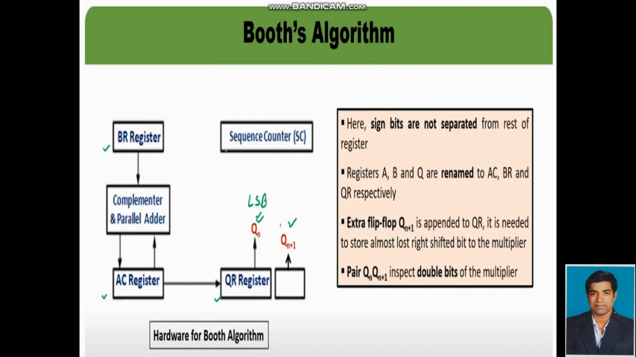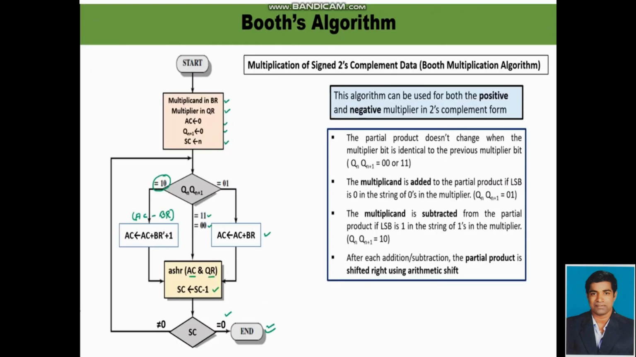Here we are using the BR register, complementer and parallel adder, then the AC register and QR register, and sequence counter. For Booth multiplication, these are all the different hardware modules. For the Booth algorithm, here is the flowchart given, which helps us to understand this concept very easily.